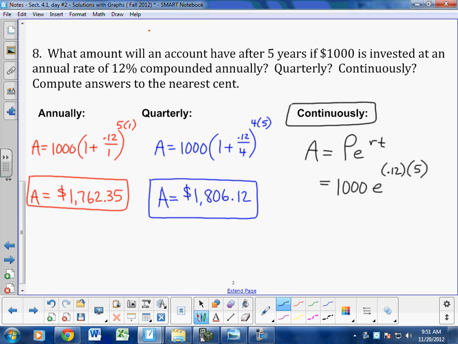Take E, put E in your calculator. Raise E to the parenthesis 0.12 times 5. It equals, take it times 1,000. What do you get? 1,822.12. So your best value is to invest your money to be compounded continuously.